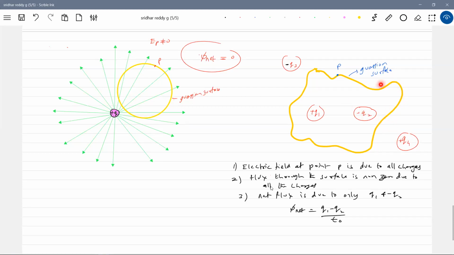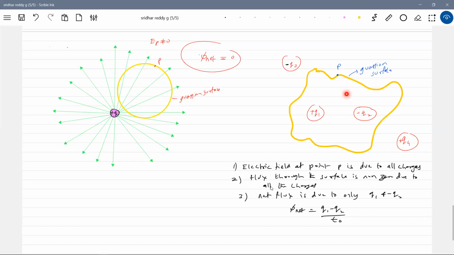So this Gaussian surface is what? An imaginary surface that you have drawn. And net flux is what? Only due to enclosed charges. What is the enclosed charge? Q1 and Q2. Q2 is negative, Q1 is positive. So Q1 minus Q2 is the net flux. So who will contribute the net flux? The net charge enclosed by the Gaussian surface.